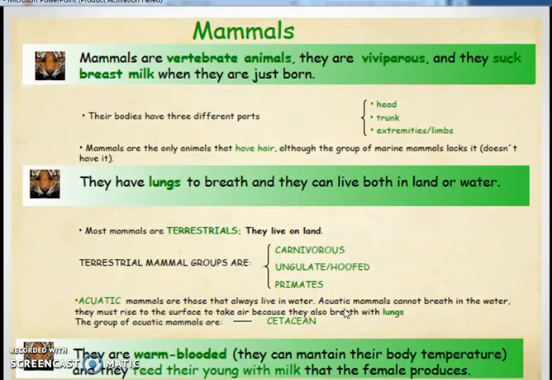Warm-blooded means they can maintain their body temperature. For example, human belongs to the mammal class. So the temperature of the human body is 37 degrees Celsius. They maintain the temperature of their body. They cannot change it with the environment. Also, the mammals feed their young ones with milk that the female will produce.